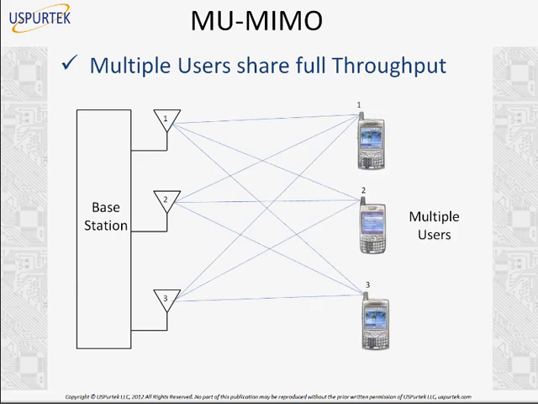In this case, most of the commercial carriers implement multi-user MIMO. This is what is called multi-user MIMO, where the base station does have multiple transmit antenna diversity, but on the user side you have only a single antenna.